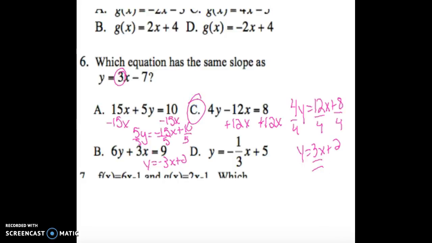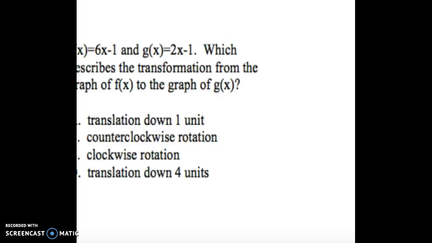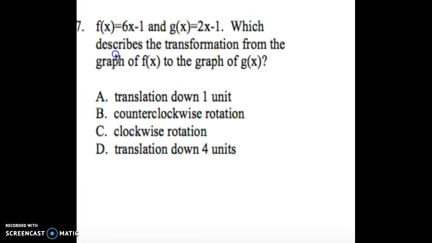The answer is C. For number 7, it says f of x is 6x minus 1 and g of x is 2x minus 1, which describes the transformation from f of x to g of x. I think the easiest way is to graph this. So I'm going to first graph f of x. I'm going to start at negative 1, so let me just draw my coordinate plane.